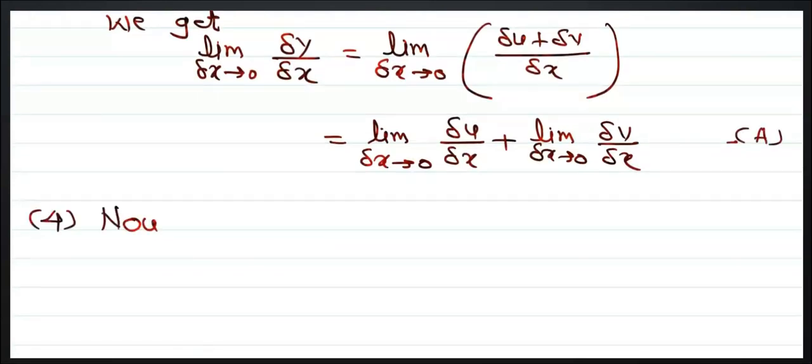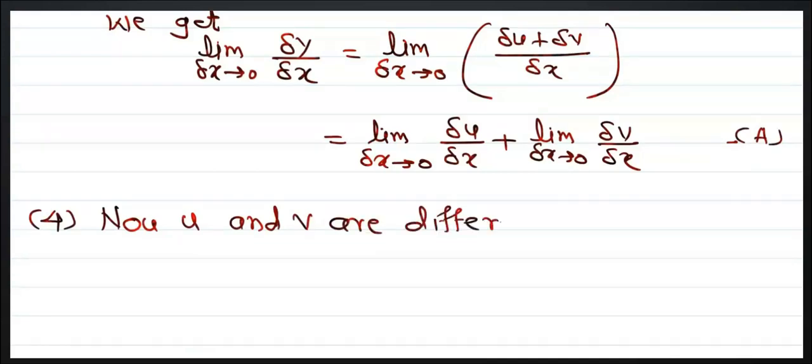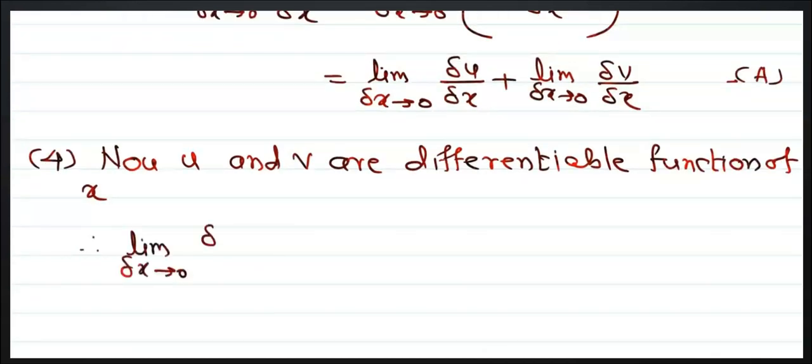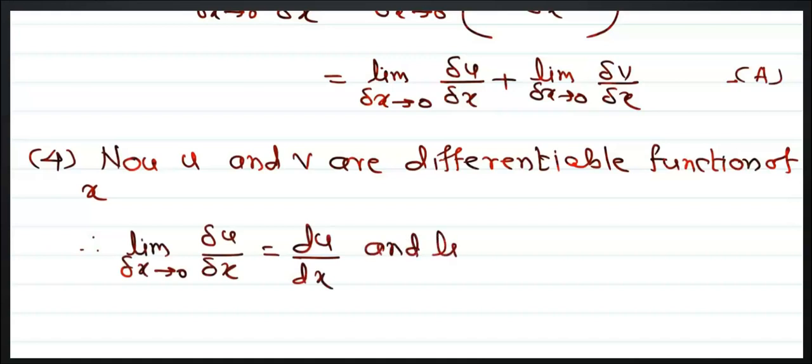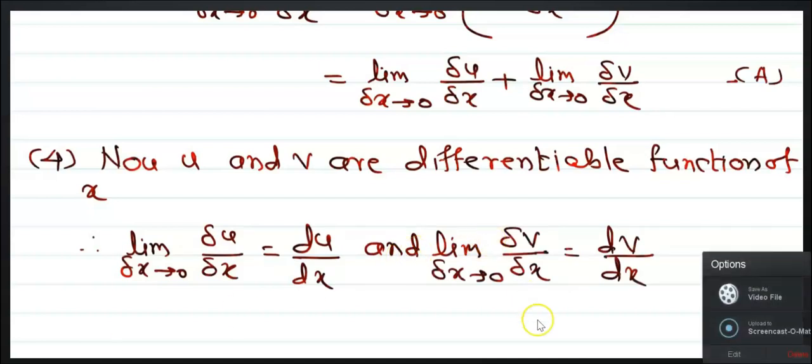This we treat as the number a. I have given the number a. Now u and v are differentiable functions of x, and limit delta x tends to 0, delta u by delta x is equal to du by dx, and limit delta x tends to 0, delta v upon delta x is equal to dv by dx. म्हणजे u आणि v यांचे व्हेरिएबल काय तर x आहे. u and v are differentiable functions of x, and limit of delta u upon delta x as delta x tends to 0 is du by dx, and limit of delta v upon delta x as delta x tends to 0 is equal to dv by dx.